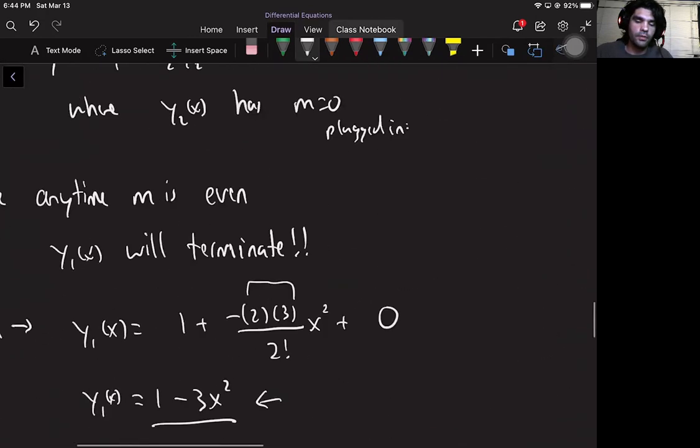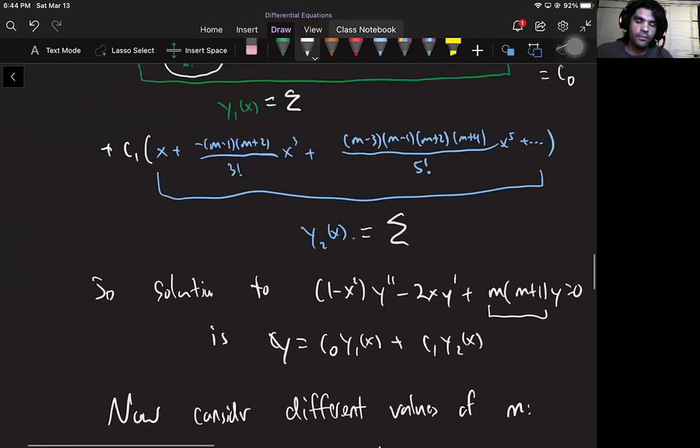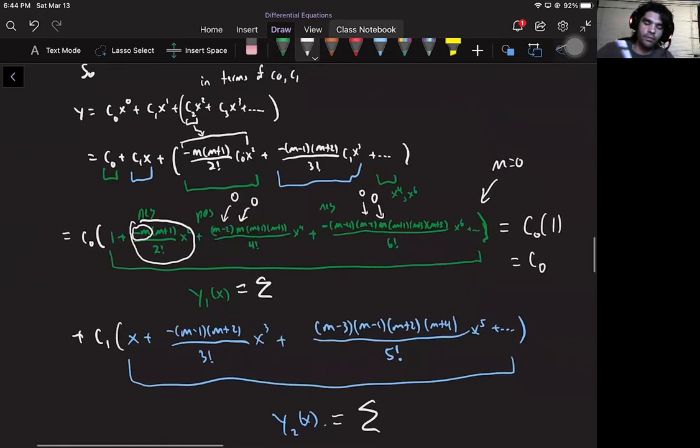And so if we look at the pattern for y2, they all have that m minus 1. So they all become 0 from then onward. So that's why it just stops.